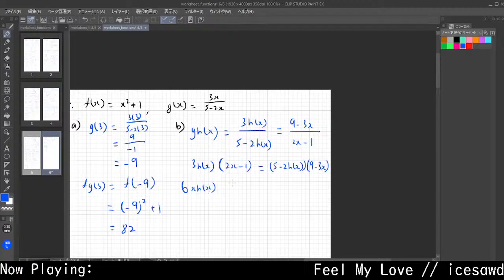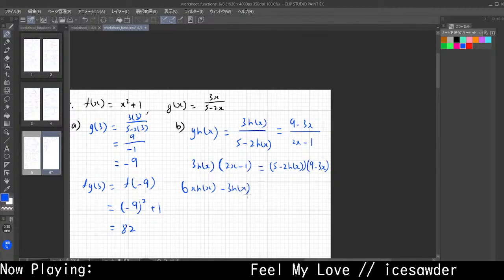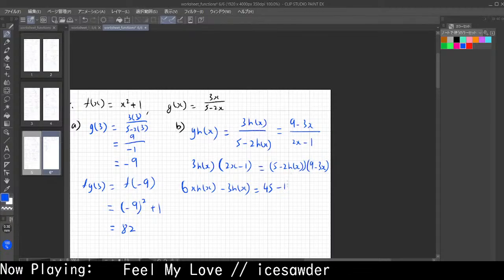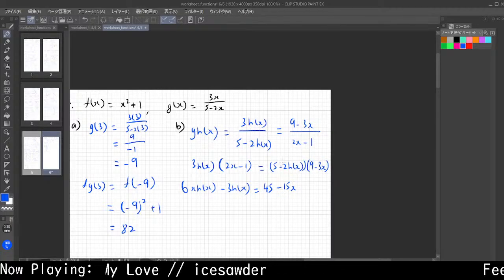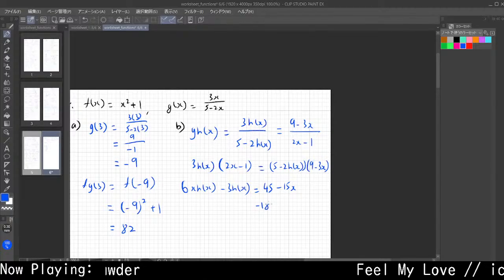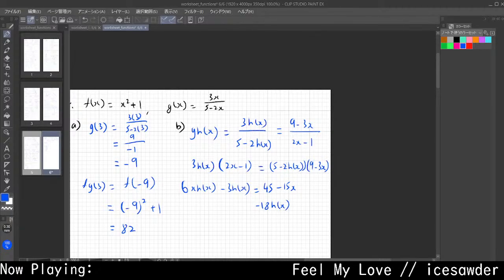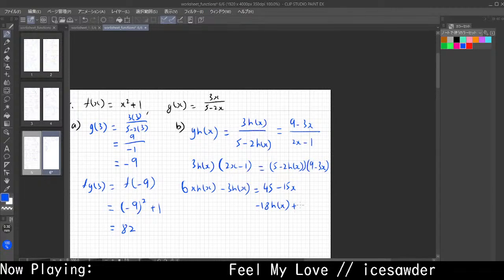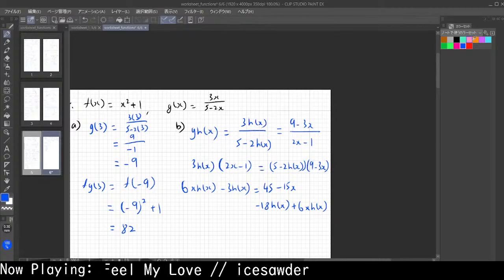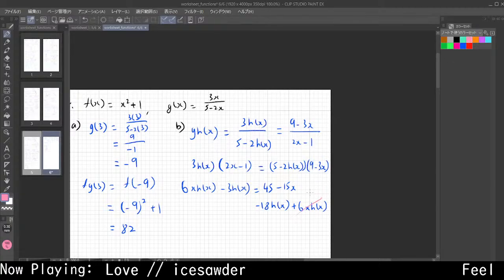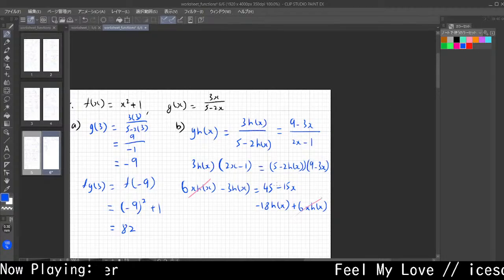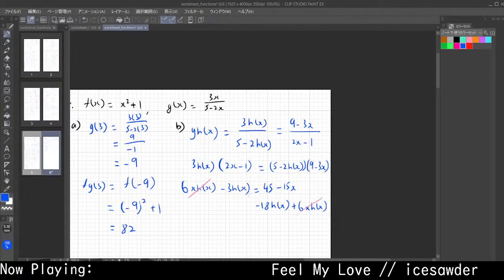5 times 9 is 45. 5 times negative 3x is minus 15x. Negative 2hx times 9 is negative 18hx. Then negative 2 times negative 3 plus 6 times hx. You can move around the terms. This and this directly cancel each other out, which is what we want. And then I can isolate my hx.